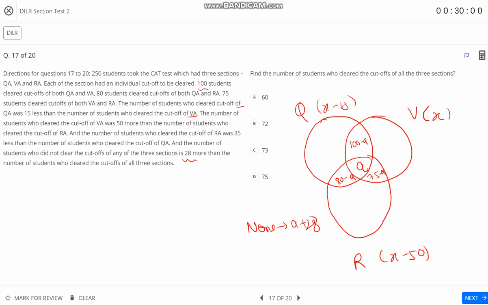So let us try to calculate. We know the total value. Now the question is: find the number of students who cleared the cutoff of all three sections. So you have to find the value of A, and the 28 more than this is given. So let us try to solve it. Total we know the value is 250, and each of the sections had an individual cutoff. Okay, so let us try to solve this.